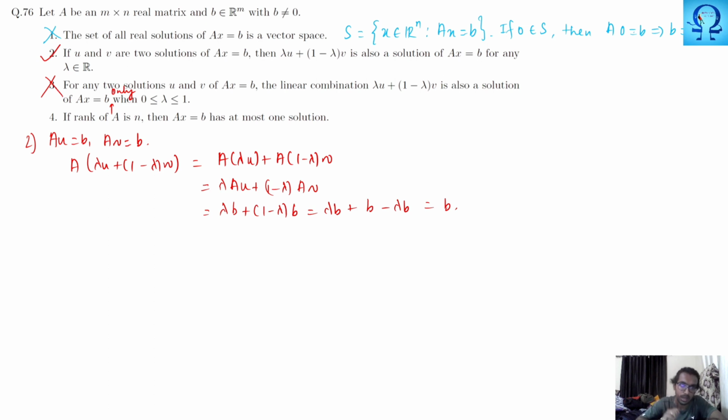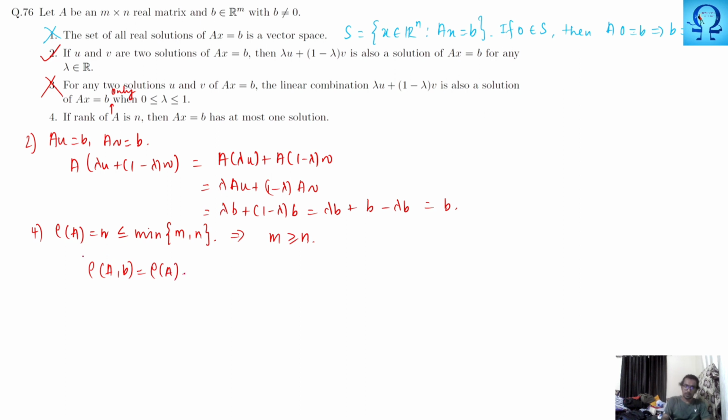And in option 4 it is given that if rank of A is n, then it will have at most one solution. Okay, let us check it. If rank of A equals n, what is basically rank of A? It is less than or equal to minimum of m comma n. So of course this clearly tells us that m is more than or equal to n. When will a system have a solution? That is when the rank of the augmented matrix AB is the same as the rank of A.